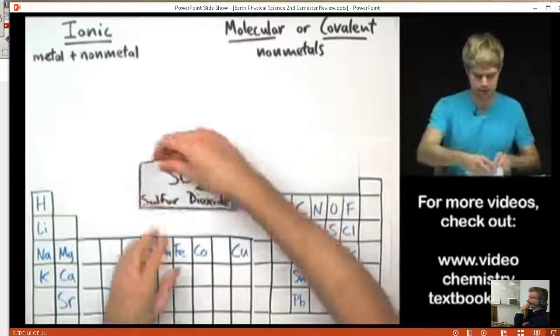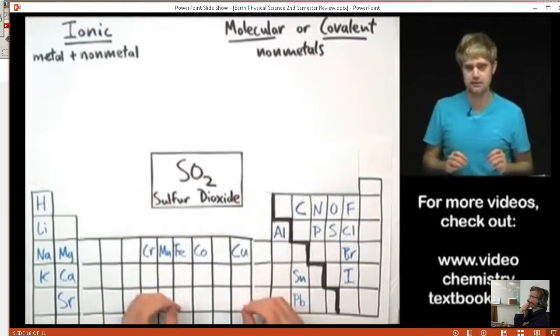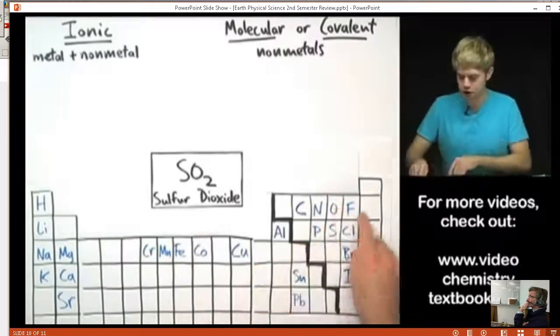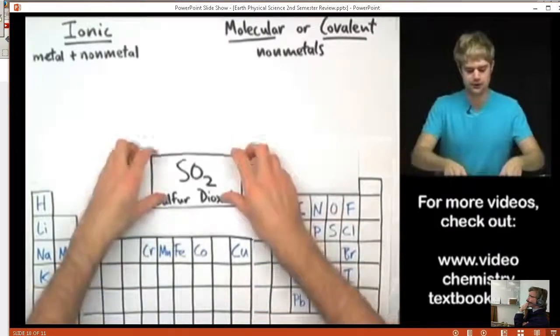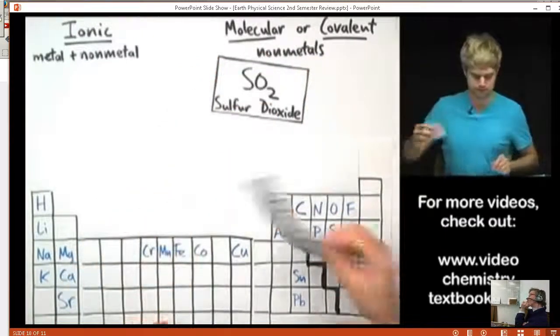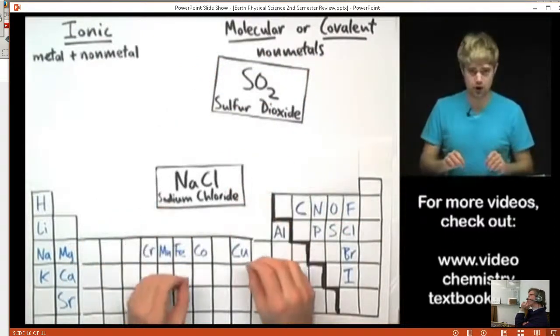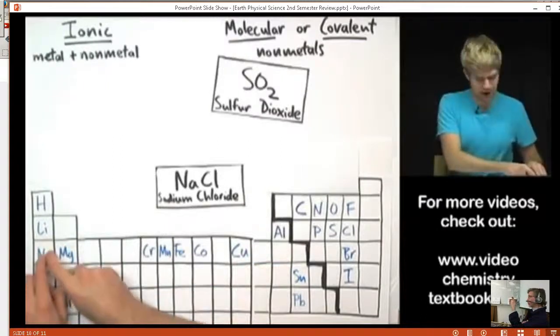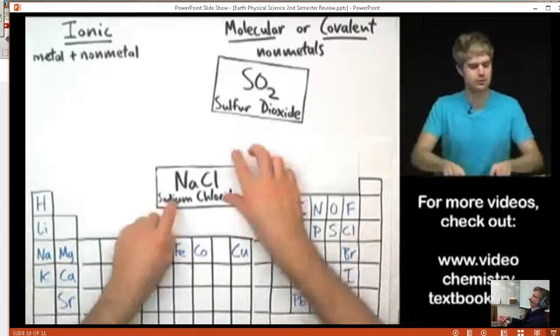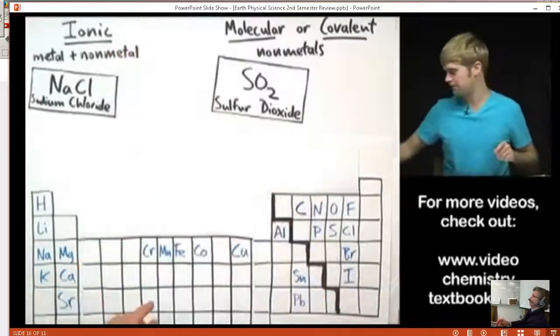The first one, sulfur dioxide. So what are the elements it's made of? It's made of sulfur and oxygen. Both of these are nonmetals, which means that sulfur dioxide, SO2, is a molecular compound. Sodium chloride is made of sodium, a metal, and chlorine, or chloride, which is a nonmetal. So sodium chloride is an ionic compound.